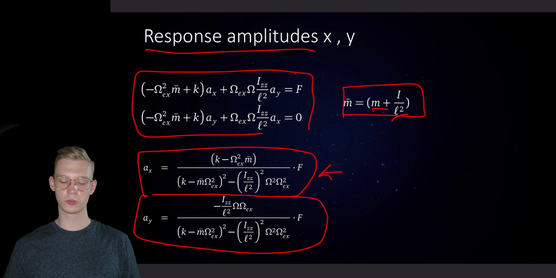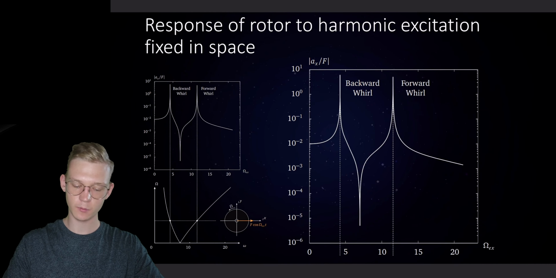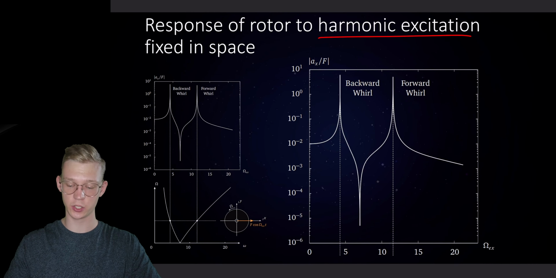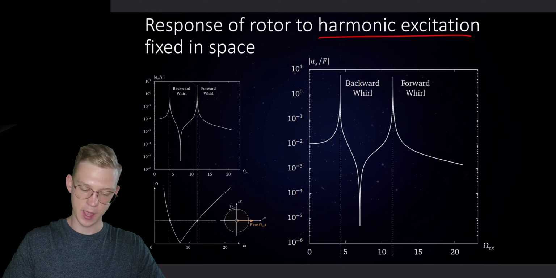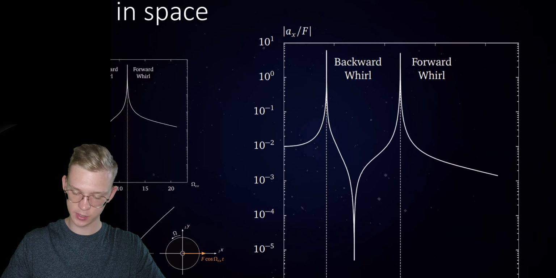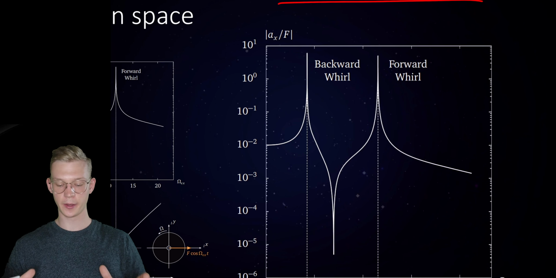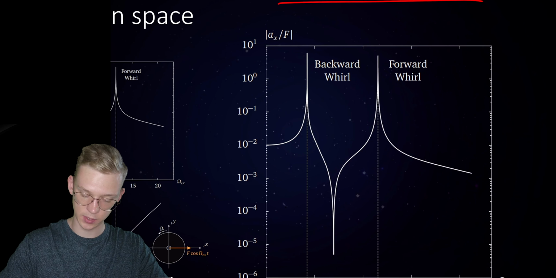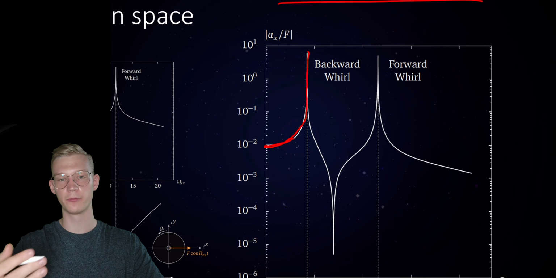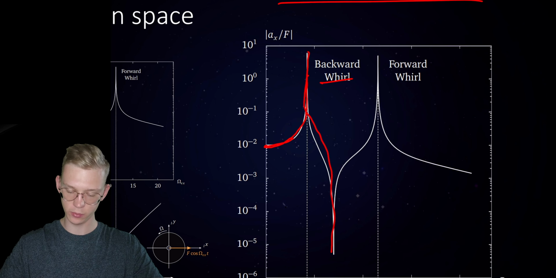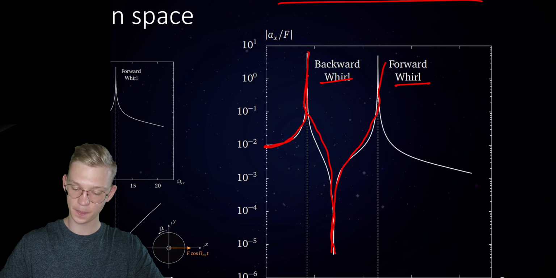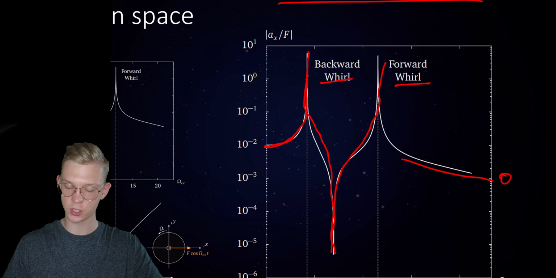And for that, again, we draw the frequency response function. So we have the harmonic excitation. This is our shaker with the excitation frequency omega x. And we will get two resonances. We start close to 0. Then we go up to our first resonance where we hit the backwards whirl. Then we go down almost to 0. Then we go back up again, hit our forward whirl, and go to 0.